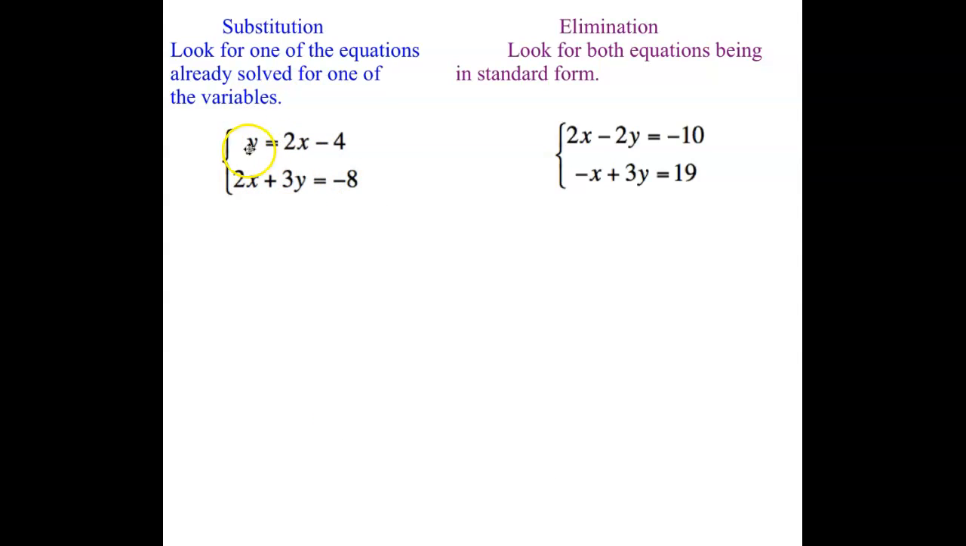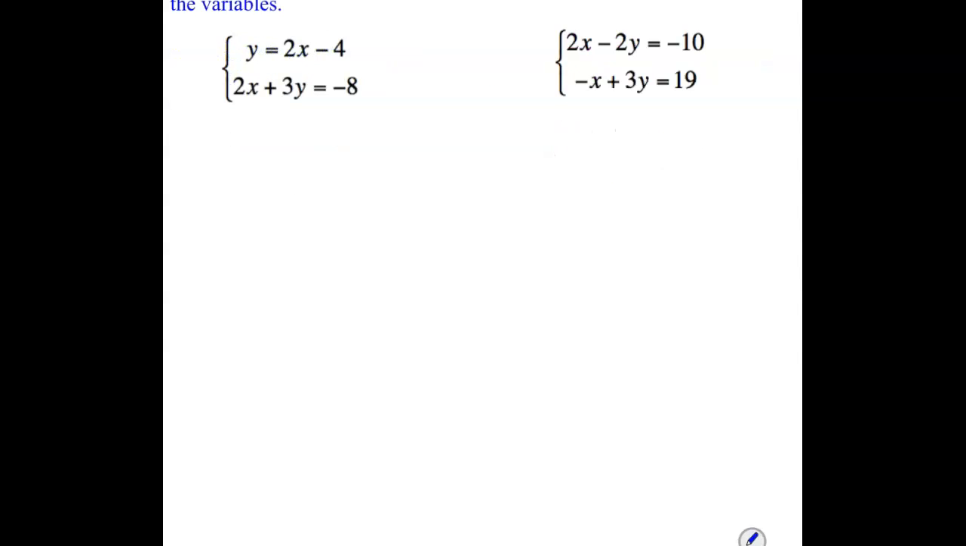Like in this first example, we already have y equals, so it would be an easy substitution. If we're going to pick the elimination method, we want an equation or a system of equations that are both in standard form. All right, so let's look at our first example here. Because we have our first equation already solved for y, we can make a substitution. We can dump this in for our y in our second equation.